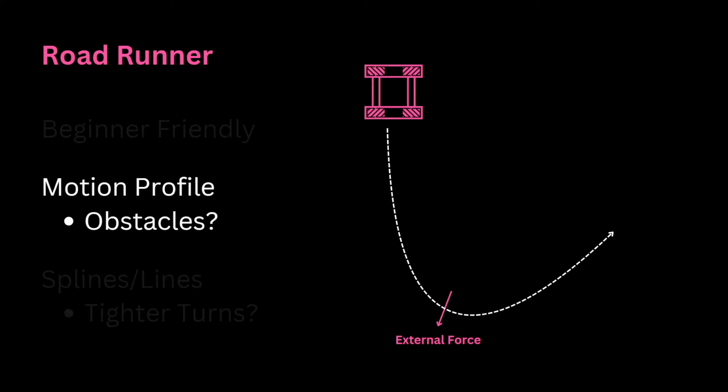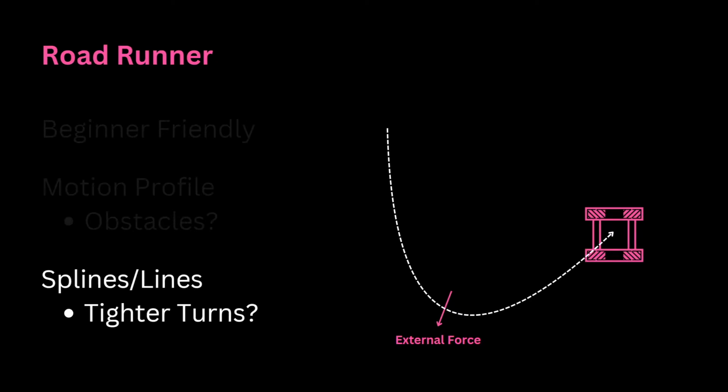This means that it is very difficult to be able to change trajectories on the fly, as well as if any external forces act on your robot, then your robot will just be off and only be able to correct once the motion profile has been completed at the end of the trajectory. Additionally, on splines and lines with tighter turns on them, it can be hard for a Roadrunner to be able to accurately keep track on the lines.